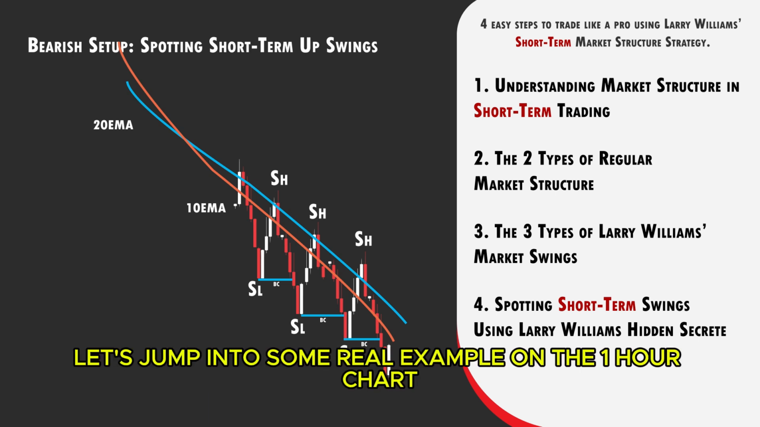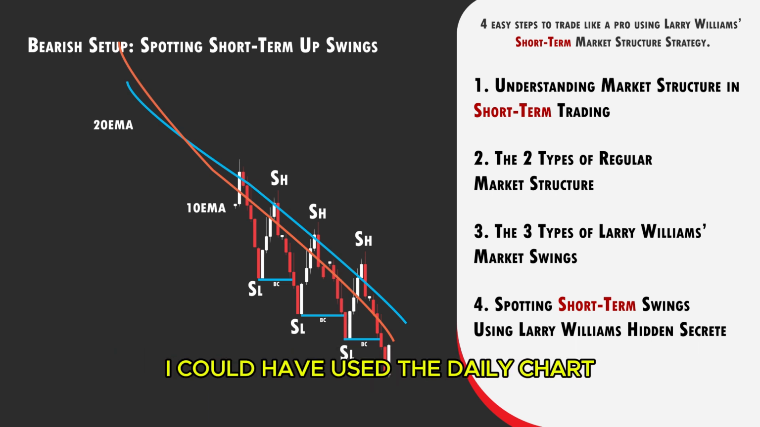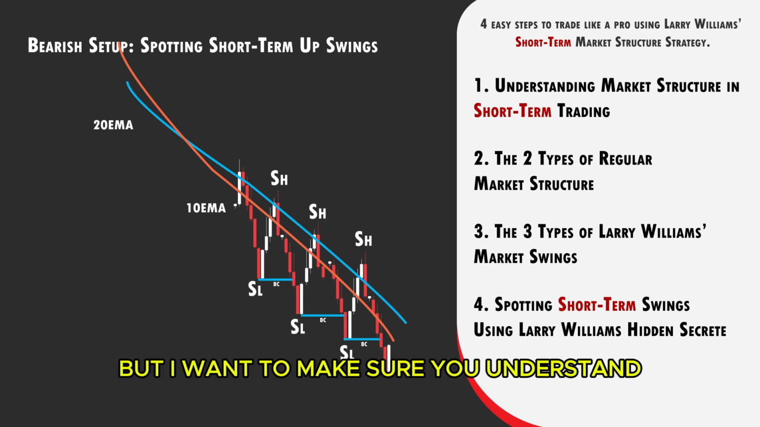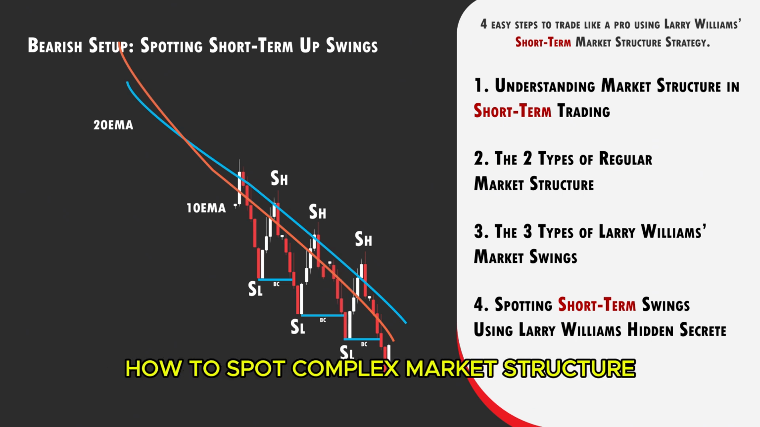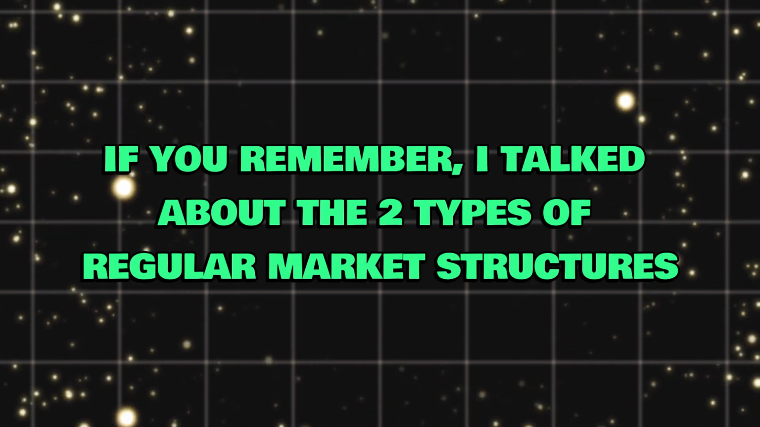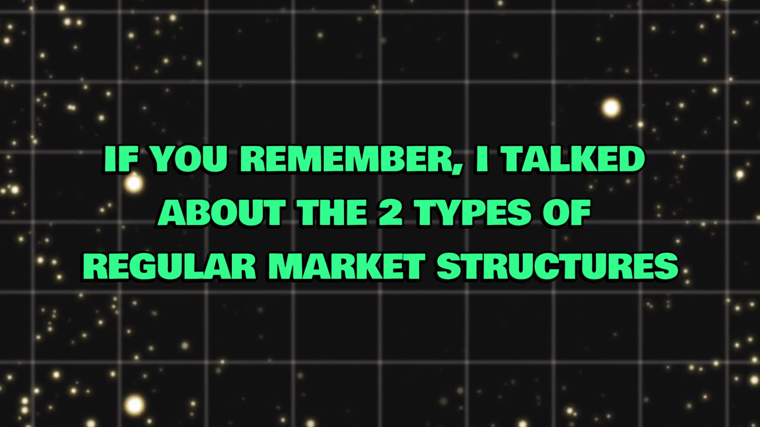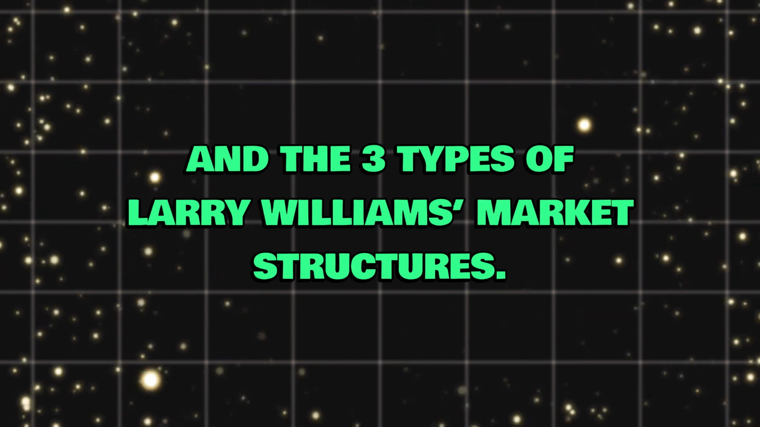Alright, let's jump into some real examples on the 1 hour chart. I could have used the daily chart, but I want to make sure you understand how to spot complex market structure without getting confused. If you remember, I talked about the 2 types of regular market structure and the 3 types of Larry Williams market structure.